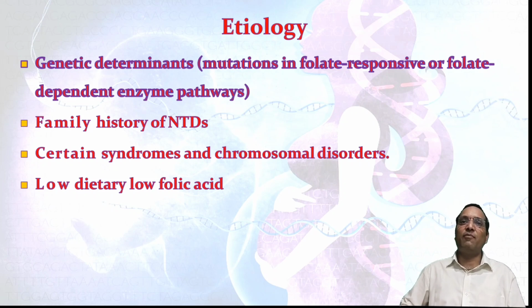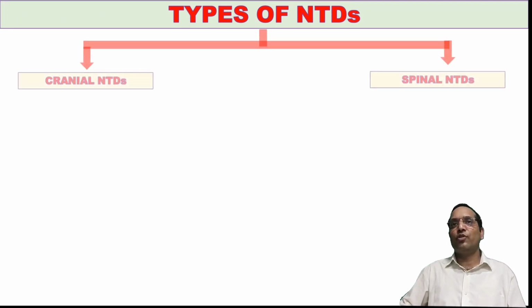If there is any family history of neural tube defect, if there is a certain syndrome or chromosomal disorder associated with neural tube defect, or if there is low dietary folic acid, these are also responsible for neural tube defect. What are the types of neural tube defect?